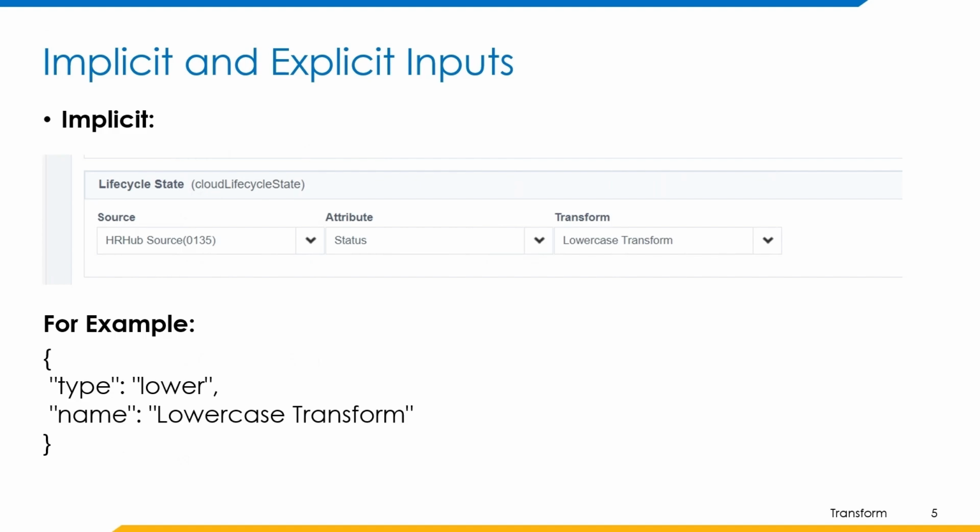Inputs can be provided to transforms either explicitly or implicitly. If we are not providing input through the input attribute, then the input is taken implicitly from the configurations we have provided in the identity profile. Let's understand this with an example. Here in this transform, I have provided type and name. I didn't provide any input to the transform, so the input is taken implicitly from the configurations which we have provided in the identity profile. Now let's have a quick demo on implicit input and then we'll understand what explicit input is.